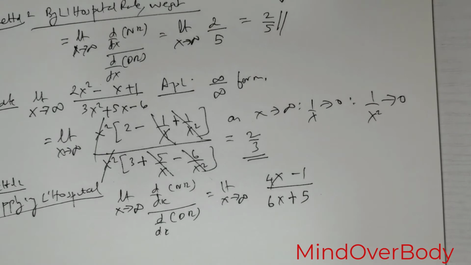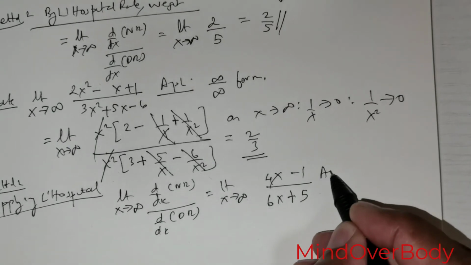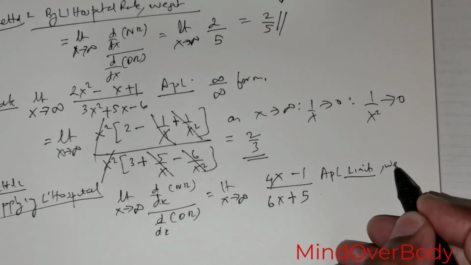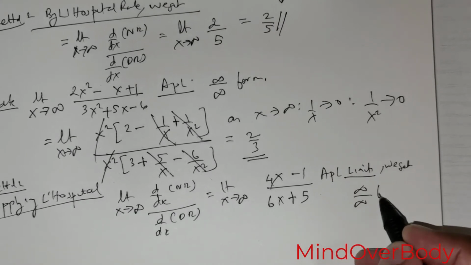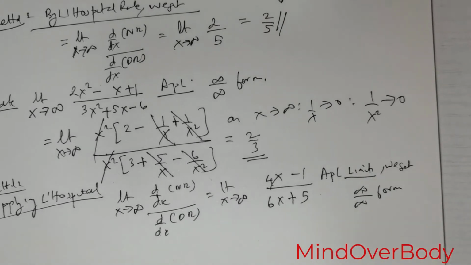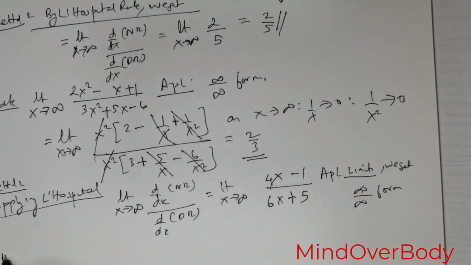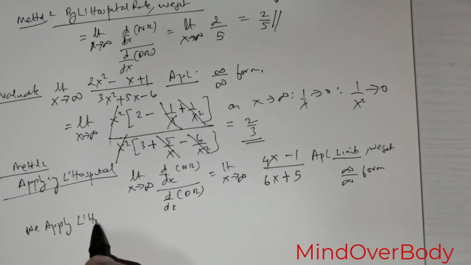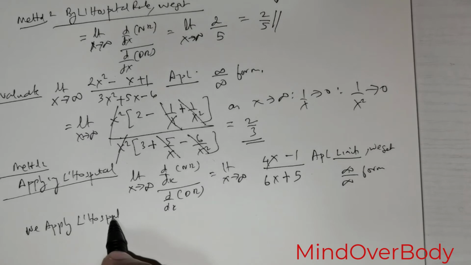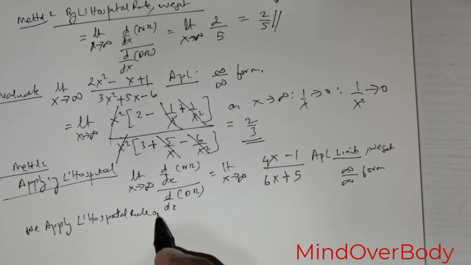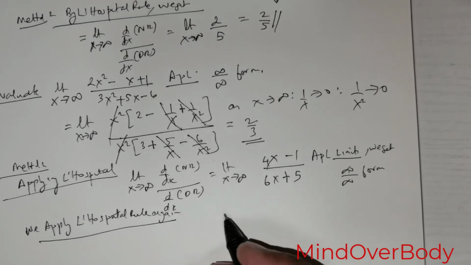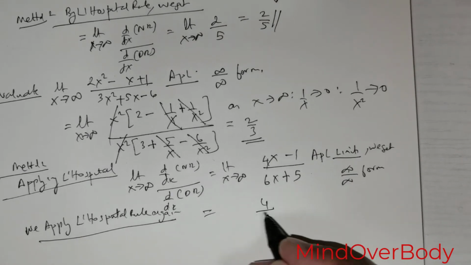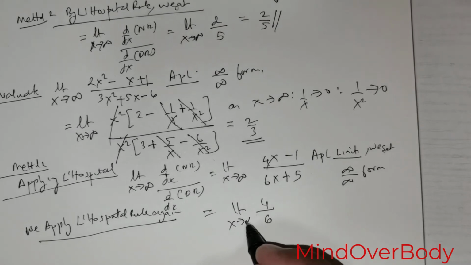Alright, now let me state that applying limits, what do we get? We get infinity over infinity form. So once you get infinity over infinity form, again we can apply L'Hopital's rule. We apply L'Hopital's rule again, right? So that would mean I differentiate 4x, which is 4, I differentiate 6x, which is 6, and the limit has to be placed here.